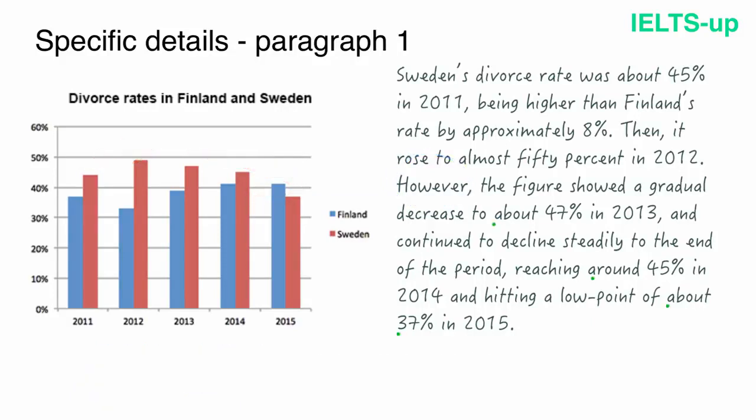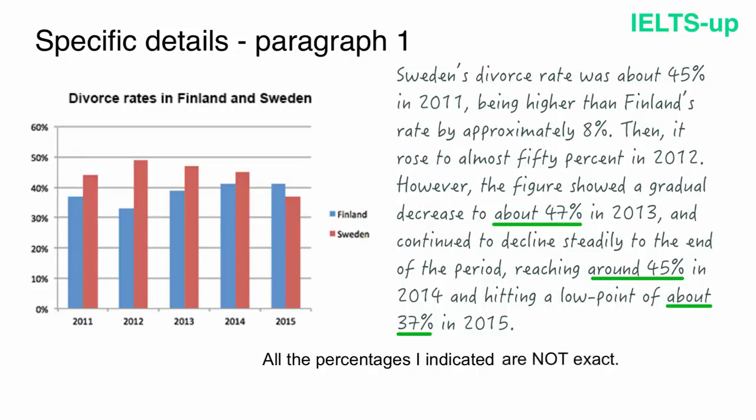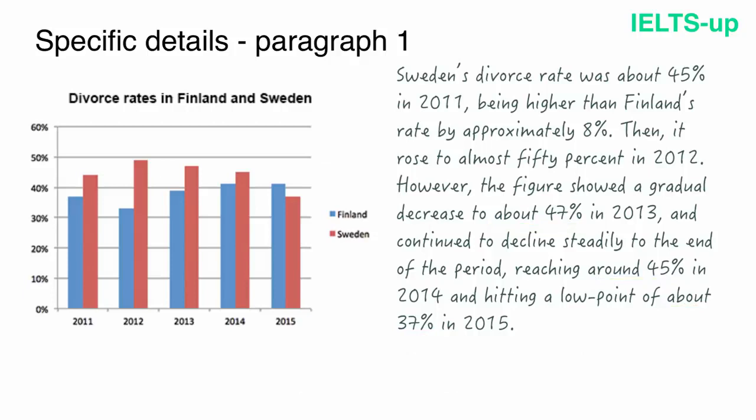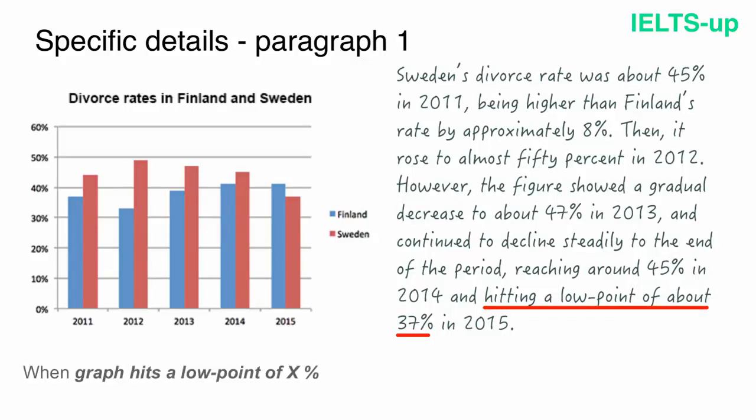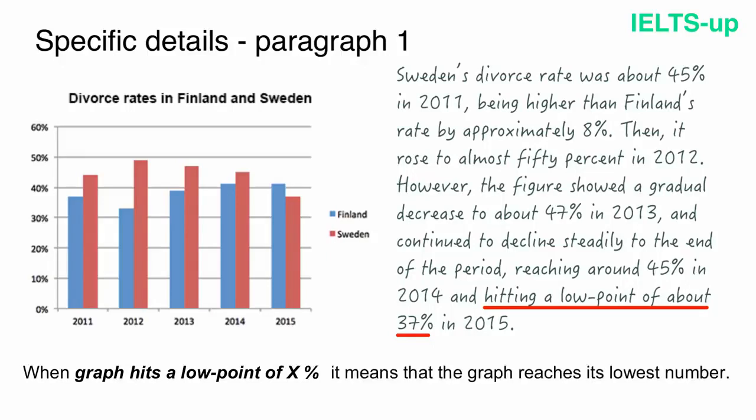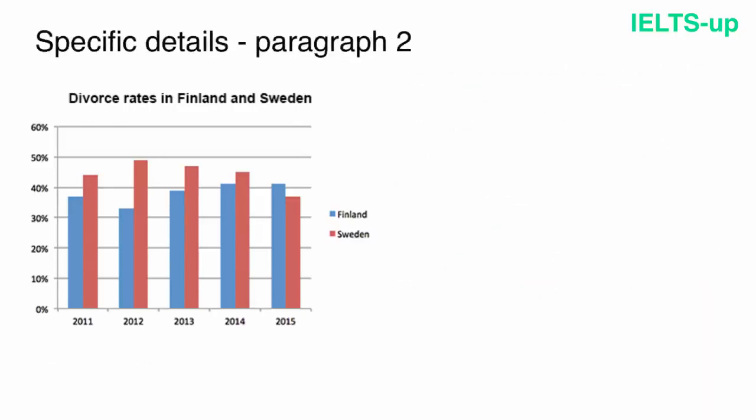Also, you can see that all the percentages I indicated are not exact, so I used words around and about. And finally, pay attention to the expression that I used, hitting a low point of about 37%. When a graph hits a low point of X%, it means that the graph reaches its lowest number. And this phrase is a great way of indicating what was the graph's minimum and in what year. That's all with our first paragraph with specific features.